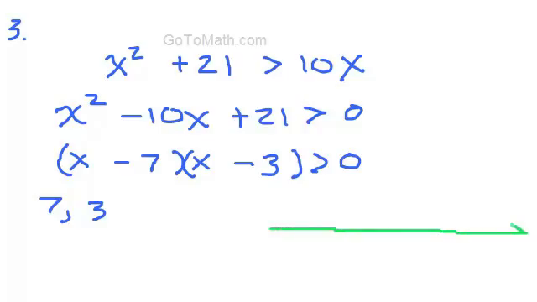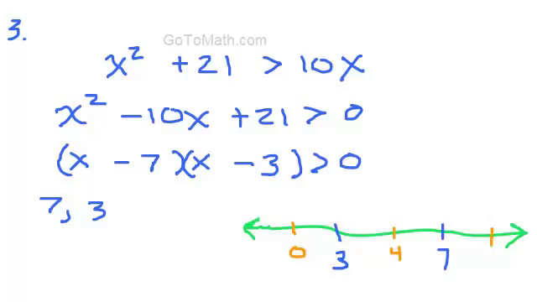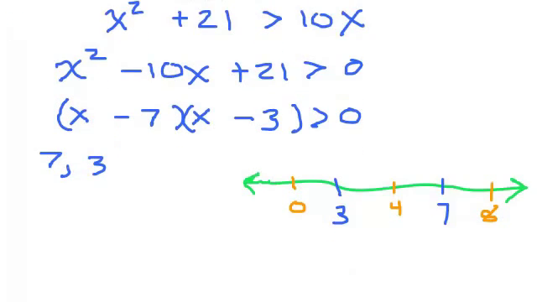I guess we'll go back to, boy, that's not exactly a straight line. Not exactly. So let's go ahead and label 3 here and 7 here. How's that? Okay. Alright. So our test points will be 0, and what's another test point? 4. I guess 4 is a test point. And then we'll use 8. 8 as a test point. Okay.